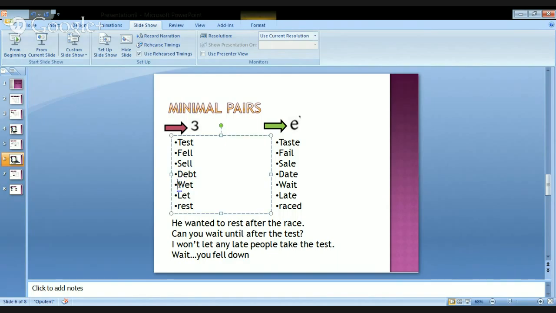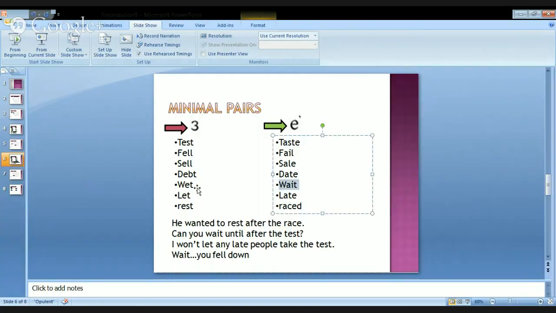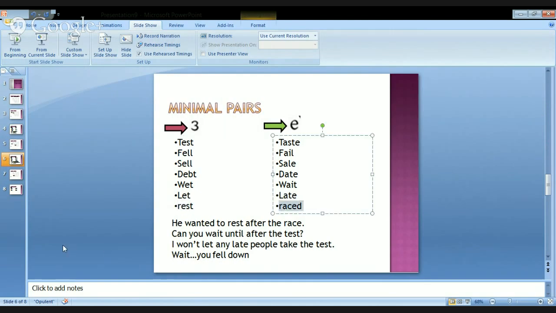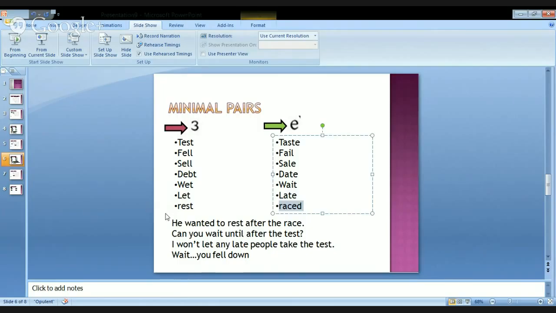Let's see. So then we have wet, wait. Wet and wait. Let, late. Let and late. Rest, race. Exactly. It seems like you have those sounds down really well. So I'm just going to say the sentence and you can say it after me. He wanted to rest after the race. He wanted to rest after the race.